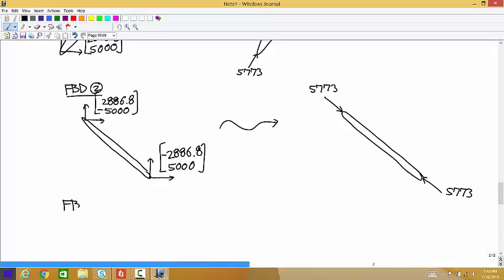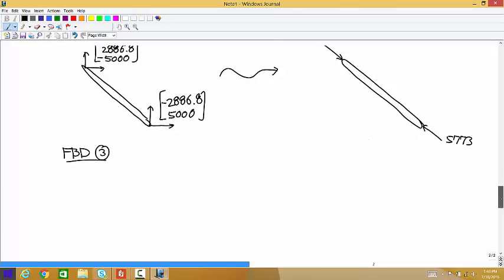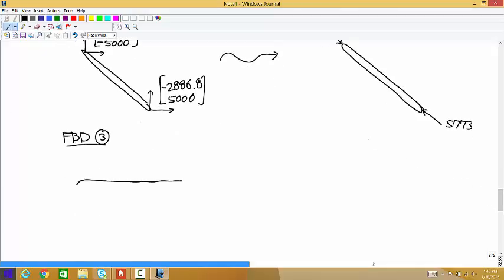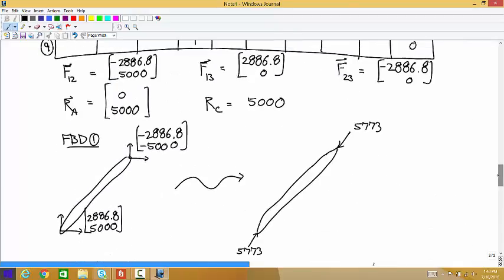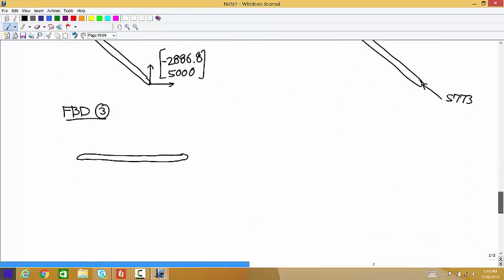And then the last one, F. So this one is just equal to tension of 2886.8.